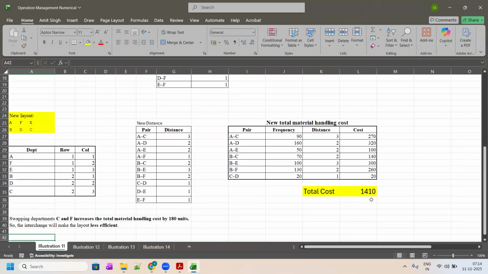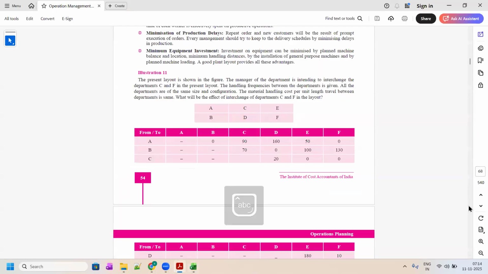Any doubt? No, sir. Fine. So this was the illustration one.